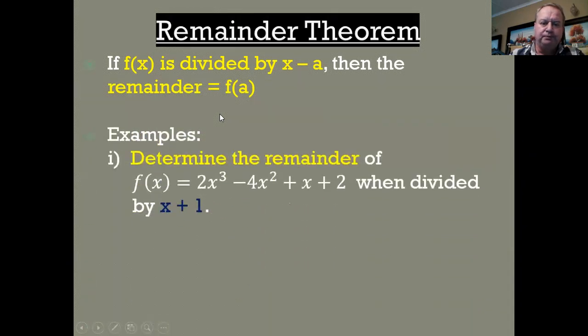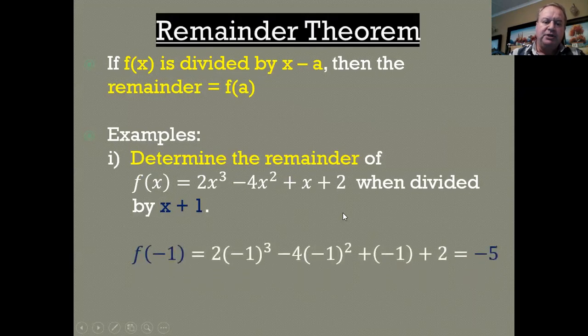For example, determine the remainder of f(x) equal to 2x cubed minus 4x squared plus x plus 2 when divided by x plus 1. So now we're going to take the opposite sign here, x equal to -1, and replace x with -1 and substitute it into the expression. Your answer will be the remainder. So the f of -1 is 2 times (-1) cubed minus 4 times (-1) squared, plus -1 plus 2. If you simplify that, the answer is -5. So the remainder is -5.